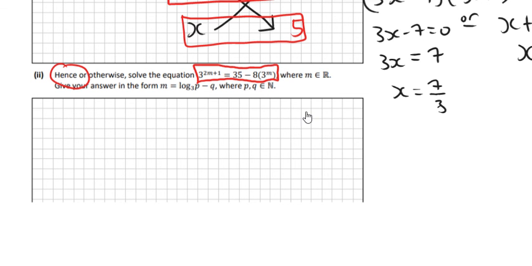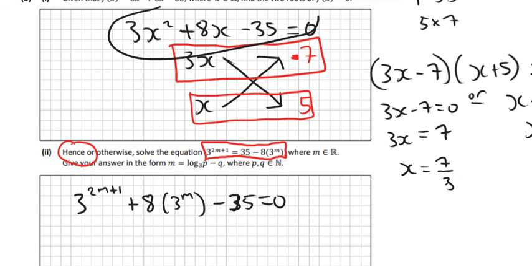So if you were to rearrange around that there, 3 to the power of 2m plus 1, if you put everything on the left hand side, then bring over that minus 8, 3 to the power of m, so it'll be plus 8 times 3 to the power of m, and then bring over the 35 and it'll become minus 35 is equal to 0. So that looks exactly the same as this up here, what we solved before.